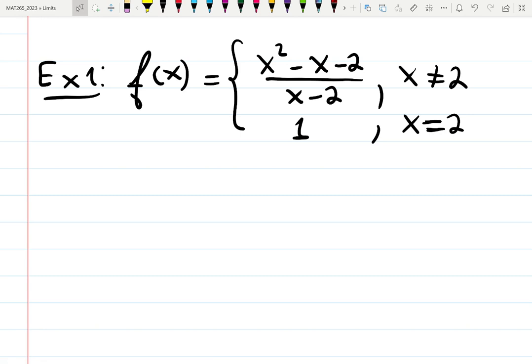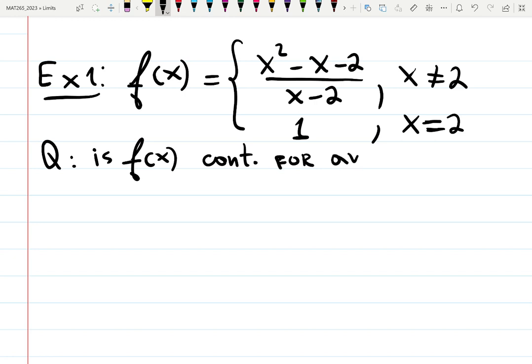And the question is, find if it's continuous or not everywhere. And then we're going to have some other additional stuff. Question. Is f of x continuous? C-O-N-T, it's a classical short notation for continuous. Nobody wants to write down continuous all the time. Continuous for any x? Question mark.